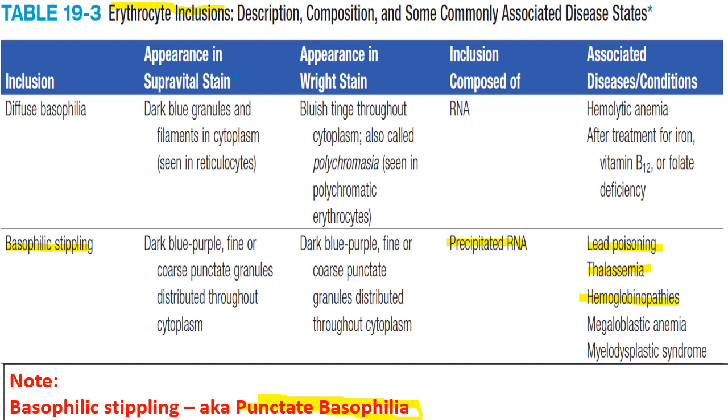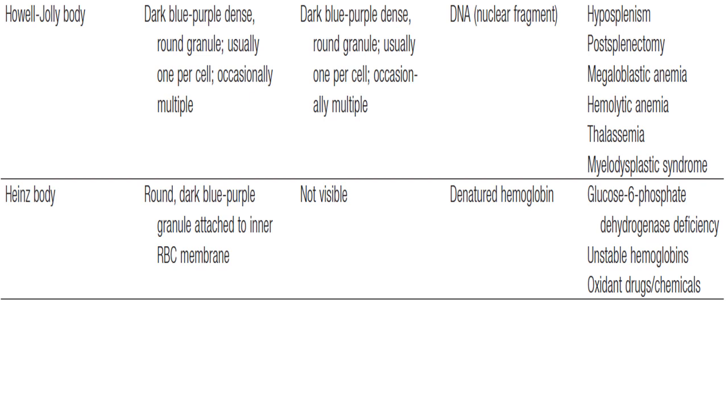Next is Howell-Jolly bodies. And Howell-Jolly bodies are fragments of DNA. So, huwag tayo magpapalito. Basophilic stippling is RNA precipitation. Fragments of DNA naman si Howell-Jolly bodies. So, dito, most common makikita dyan si megaloblastic anemia. Okay, yung ho-ho natin na mnemonics. And pakidagdag na rin, highlight din natin itong dalawa, hyposplenism and postsplenectomy.